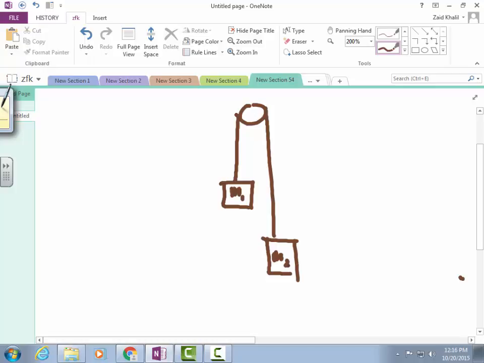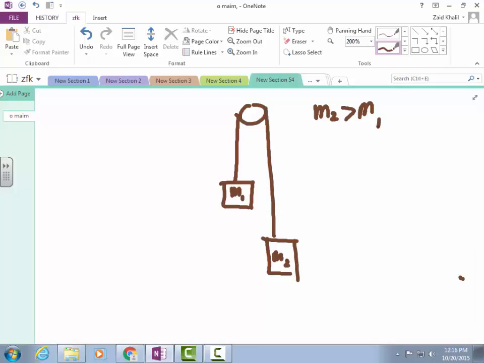So let's take the hanging one. Which one's the greater mass? Let's say M2. So here's a question. What are the forces that are external? What's the system? Let's say the system is M1 and M2. What force is external to the system? Force of gravity, right?